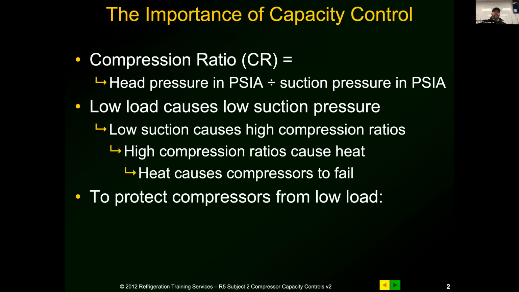To protect compressors from low load, use capacity control. Not only do we use capacity controls for compression ratios, but if we can narrow up that compression ratio, there's going to be significant energy savings, and we're going to lessen our cycle time. The life of that compressor is going to increase the fewer times we cycle it on and off. That's why short cycling is bad: it overheats, number one, and it's hard on the compressor.